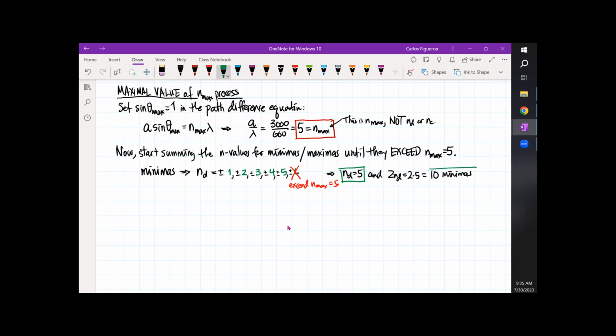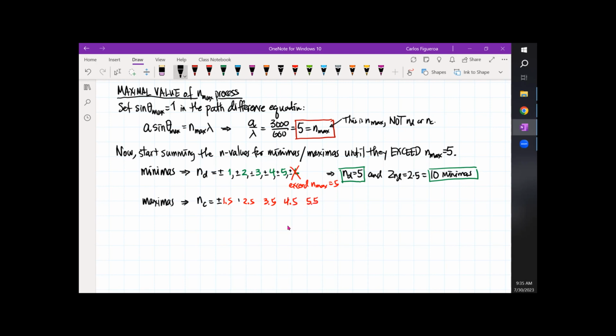So instead of exceeding sine of theta, we're just exceeding the maximum value of Nmax. And then I could do the exact same thing with the maximas here. In this process, we know that Nc goes through values that are half integers, multiples of half integers. So in this case, it's got to be plus or minus 1.5, 2.5, 3.5, 4.5, and then I get to 5.5.